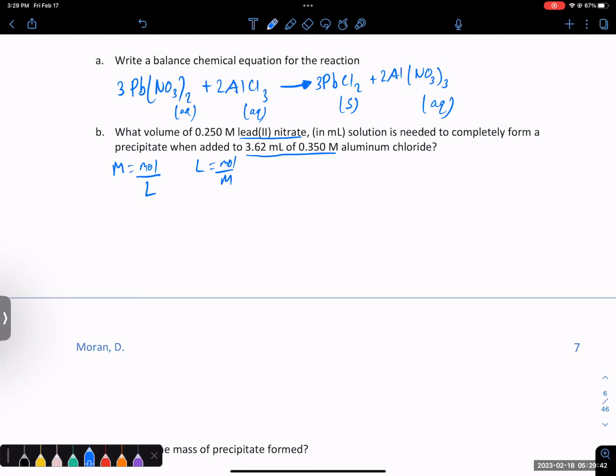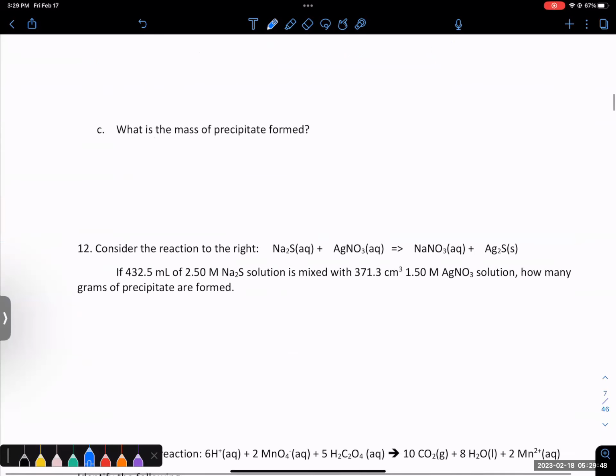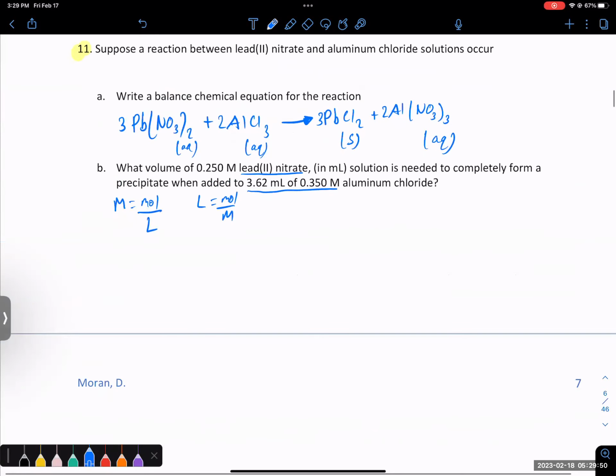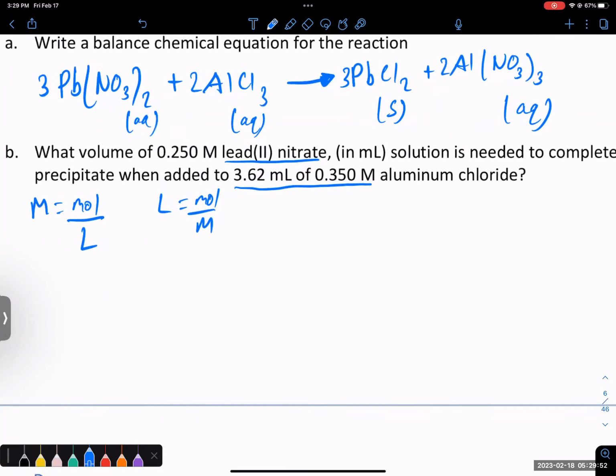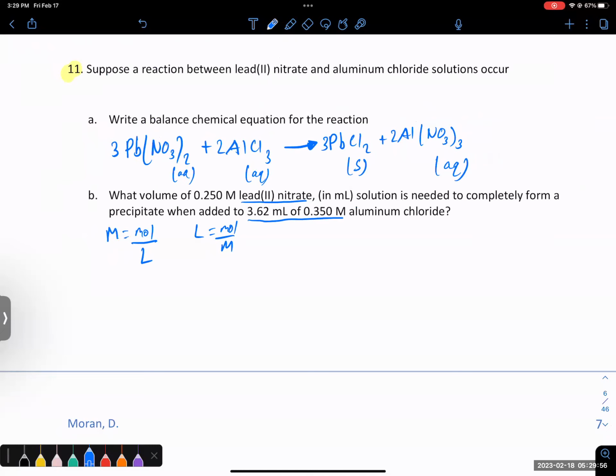So we identified what we're looking for, and now we can identify what we're missing to solve for that problem, which is the moles. We need the moles first, so what are our moles of aluminum chloride in this instance?